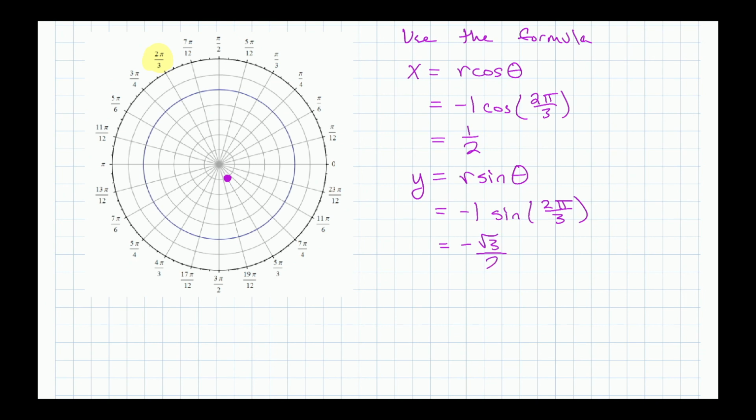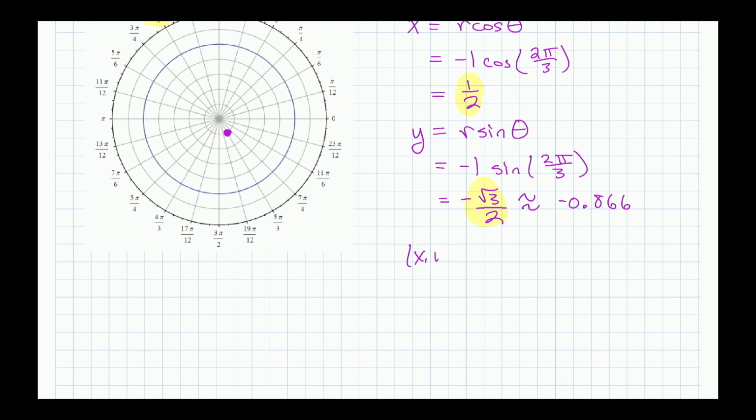Negative square root 3 over 2. And if you want to know what that is as a decimal, that's approximately -0.866. Okay, now you do want this in exact mode, like you want an exact answer unless the problem says to round, right? So I've got 1/2 and I've got negative square root 3 over 2. That's the right answer, right? So the point is actually the xy coordinates are 1/2 comma negative square root 3 over 2. Okay. You wouldn't want to put the decimal unless they say to.